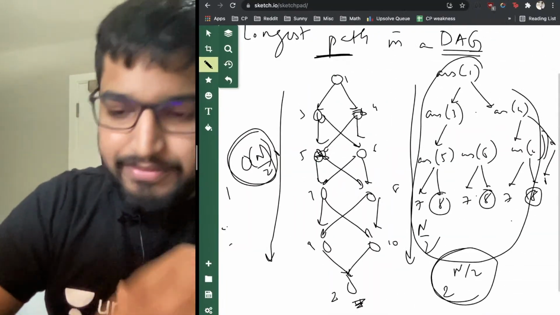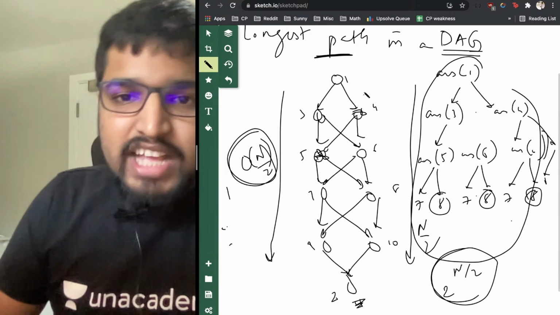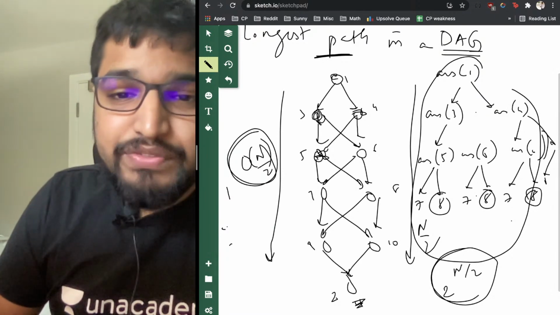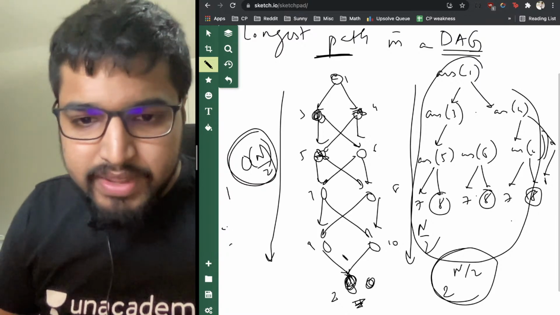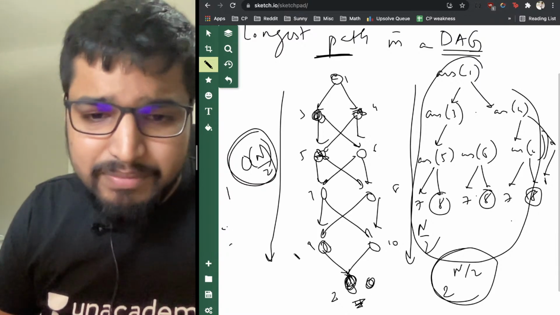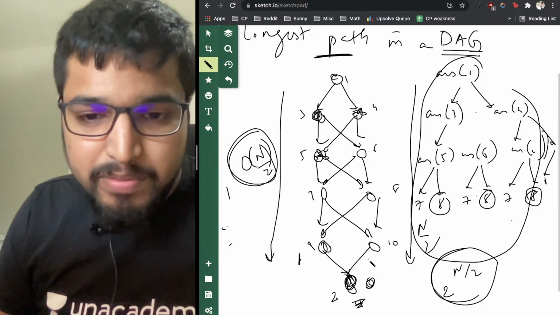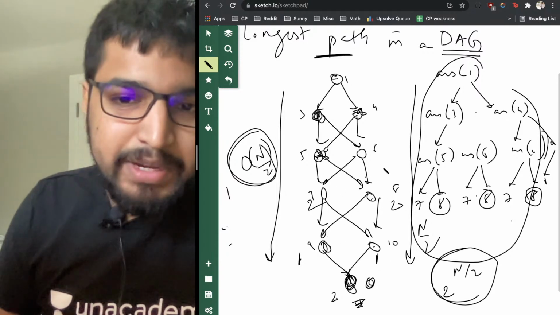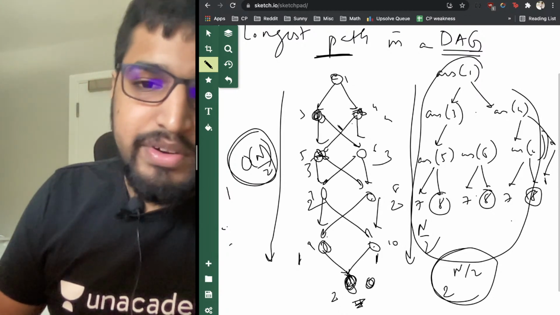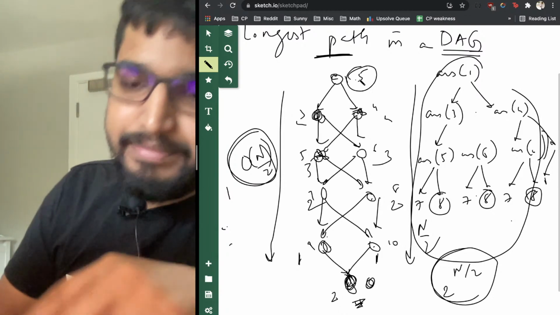So how does it look in a graph? When we call answer of 1, it computes answer of 3 and answer of 4. Similarly, this goes downwards. So the last answer would be 0. And answer of 9 would be answer of 0 plus 1, which is 1. Answer of 10 would be 1. Answer of 8 would be max of 9 and 10 plus 1, which is 2. This will also be 2, then 3, 3, 4, 4, then 5 in the end.